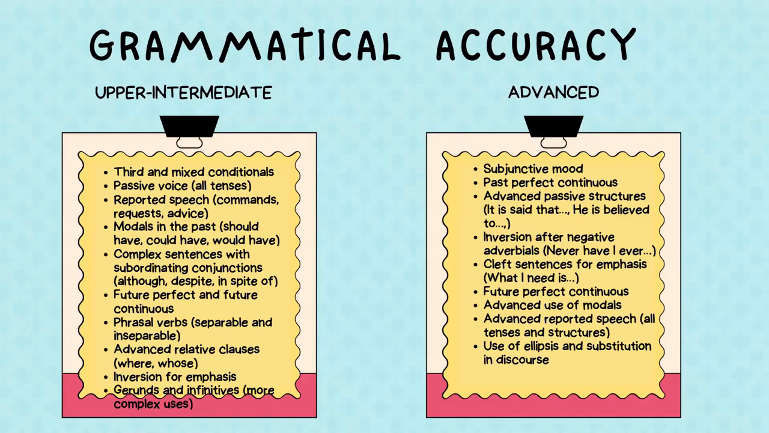Advanced level students are supposed to know about subjunctive mood. They are supposed to use past perfect continuous, some advanced passive structures or distancing structures, like it is said that, he is believed to. Inversion after negative adverbials and most cases of inversion, cleft sentences for emphasis, future perfect continuous, some advanced use of modals, advanced reported speech, and they are supposed to use ellipsis and substitution in discourse.